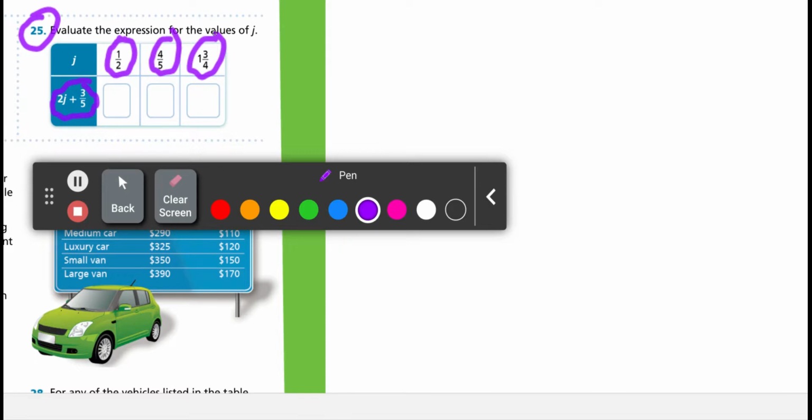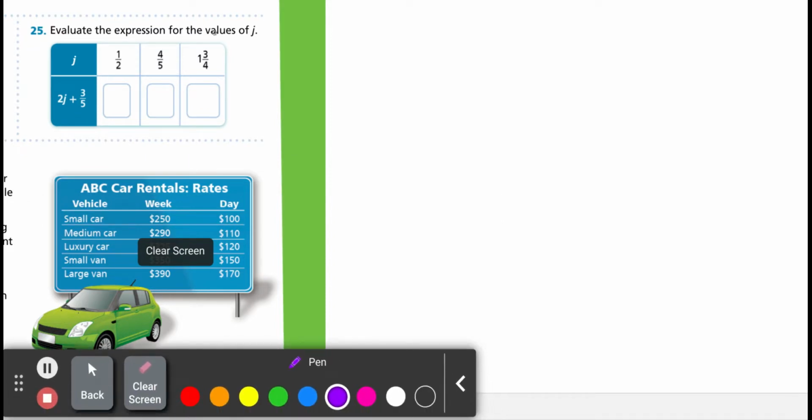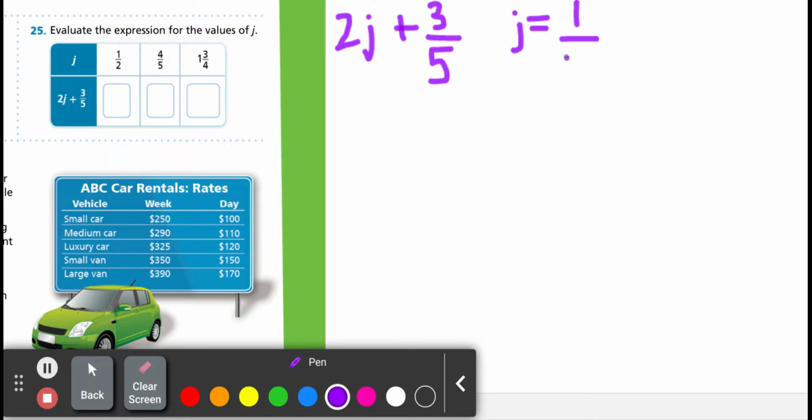So this is telling us that j equals 1/2. J could equal 4/5. J equals 1 3/4. Remember that j can equal any number, whether it's a fraction, a decimal, a whole number. So we're going to follow the same steps. Let's rewrite the expression. The initial expression they gave us, 2j plus 3/5 when j equals 1/2.